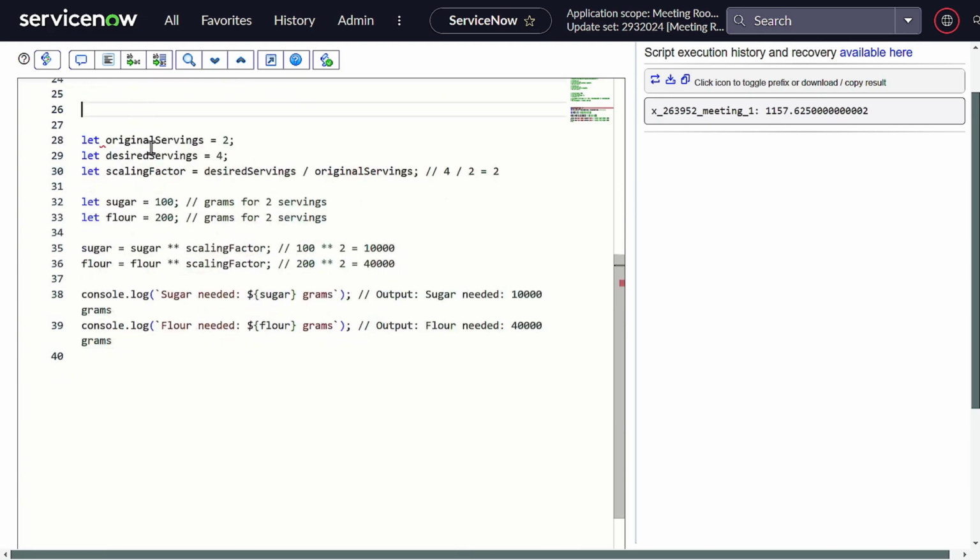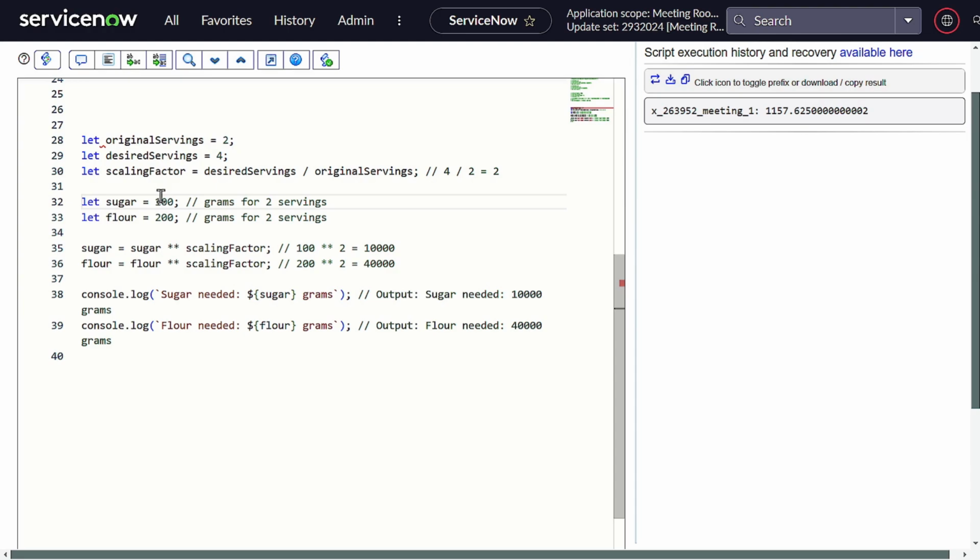Here, the original serving was for two people. Now we want to make it for four people. That means how much factor are we scaling it by? It will be desired serving divided by original serving, which is 4 by 2, which is 2. Perfect. Now, for instance, let's consider two ingredients only.